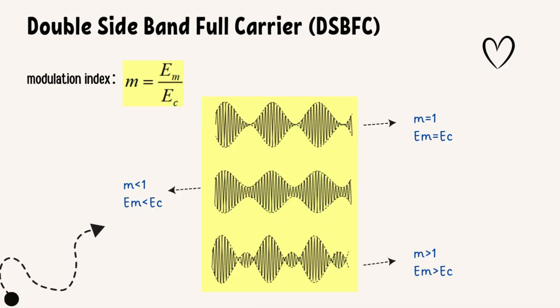The modulation index m quantifies the amplitude variation relative to the carrier, where Em is the maximum amplitude of the message signal and Ec is the carrier amplitude. Depending on m, for m equal to 1, the carrier's amplitude matches the message signal, creating a clear waveform. For m less than 1, the envelope doesn't fully modulate the carrier. And for m larger than 1, the envelope intersects, distorting the signal.